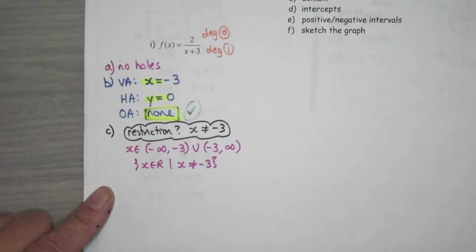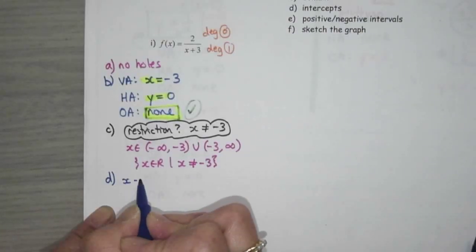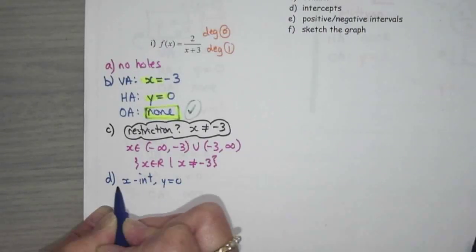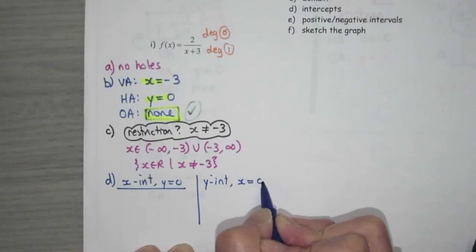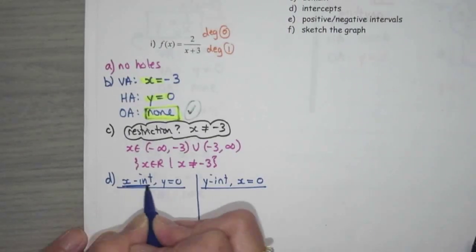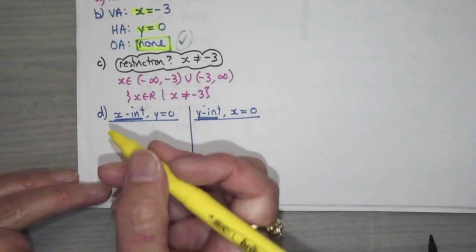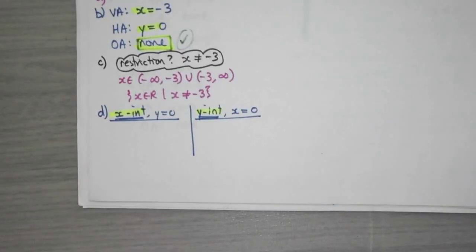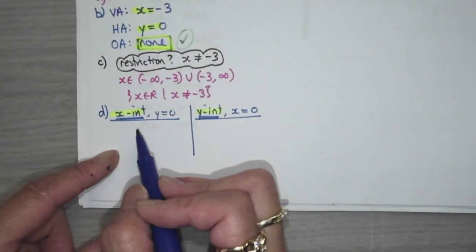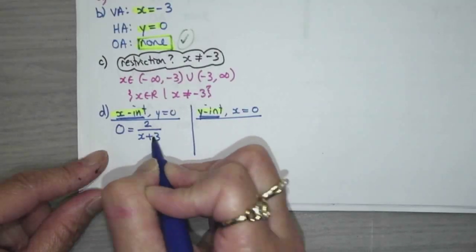Okay, so that's it for C. How about D? D is intercepts. D is going to be x-intercept, which is when y equals 0, right? And then also y-intercept, which is when x equals 0. You don't have to write this part, but just title it with this. So if you write x-intercept, y-intercept, that's sufficient. You don't have to write the equals 0 part, but I would write a title, so you're telling me what you're finding. Then you're going to say x-intercept is when y equals 0, so you're going to go 0 equals 2 over x plus 3.